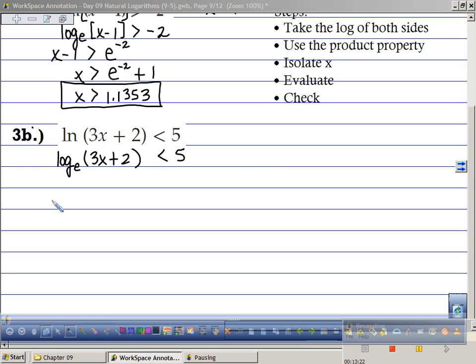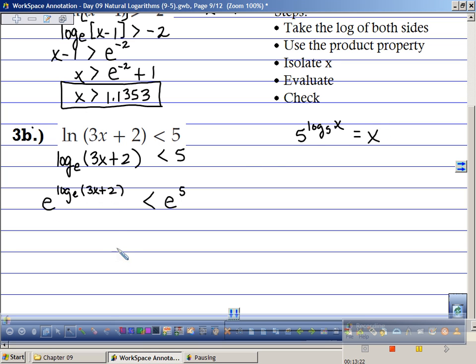Now I'm going to take e to the log base e of 3x plus 2. And if I do it to this side, I have to do it to the other side too. E to the 5th. See how I did that? Property of equality. You did it the easier way. But if you had natural logs on both sides, this is what you would have to do. So does everybody see what I just did? Remember this? 5 to the log base 5 of x. What is that? X. So what is e to the log base e of 3x plus 2?